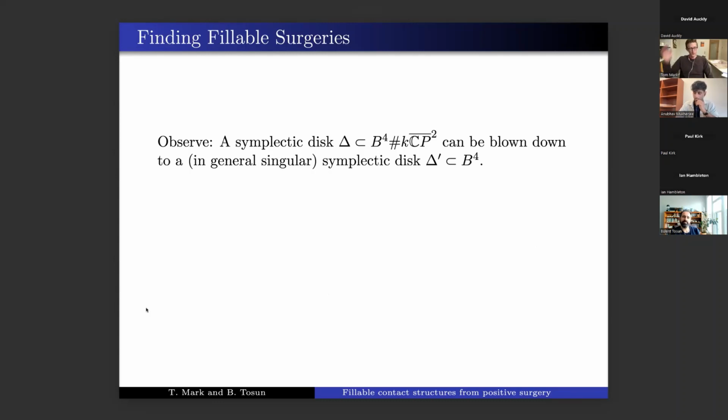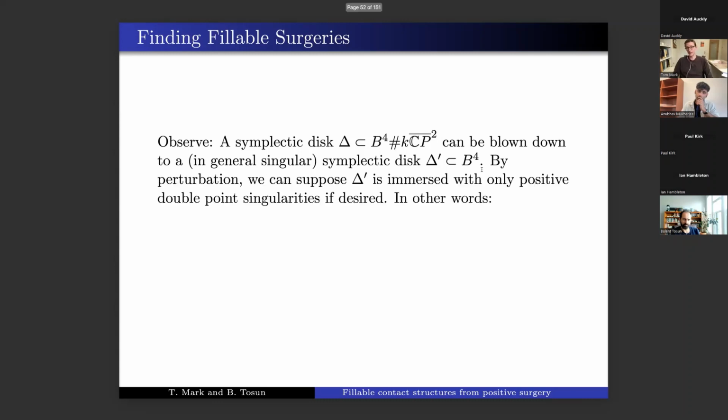Okay, so let's think a little more about how to find fillable surgeries. For one thing, if you have a disk in the blowup of the four ball, it's symplectic. You can do some symplectic perturbations and symplectic blowdowns, and your disk in general, you blow it down. If it intersects the exceptional spheres, you'll introduce some singularities, but whatever, you get some singular symplectic disk in the four ball itself.